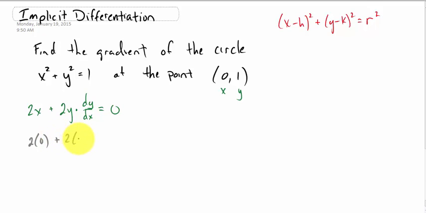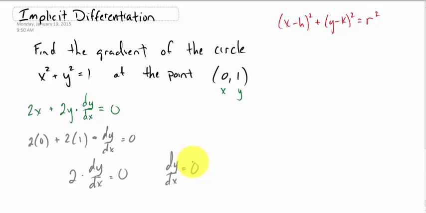2 times 0 plus 2 times 1 times dy/dx equals 0. So we have 0 plus 2 dy/dx equals 0, so dy/dx equals 0. The gradient at the point (0, 1) is 0, just what I was expecting. If the problem hadn't said to find the gradient at a specific point, and it just said find dy/dx, of course I would need to solve this for dy/dx and isolate that differential.